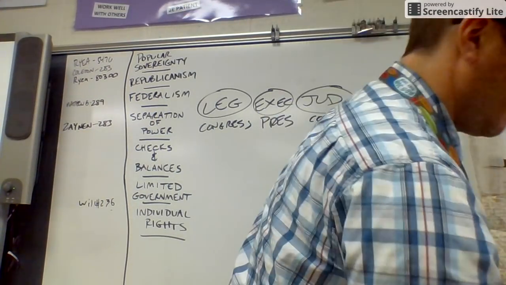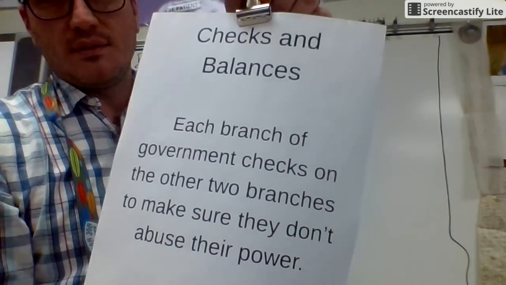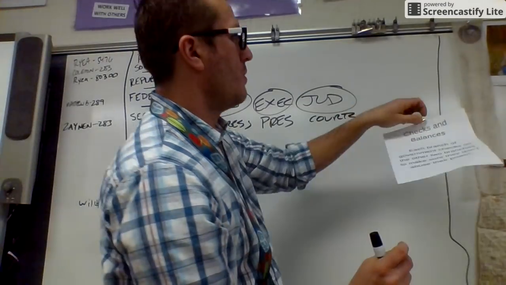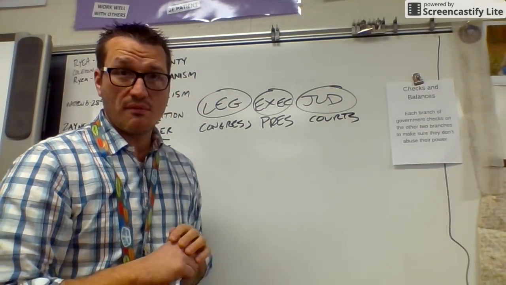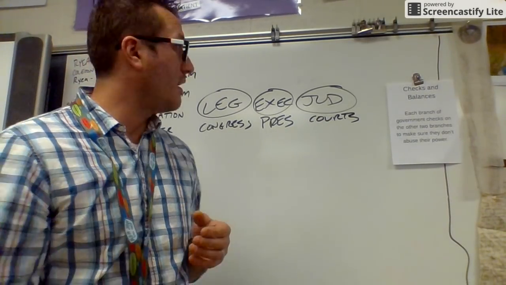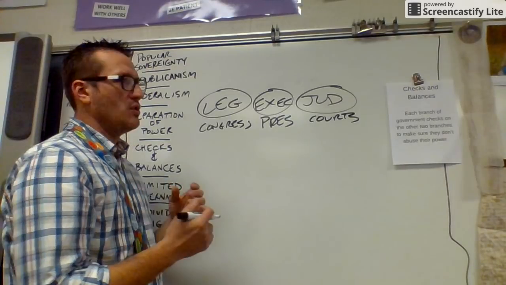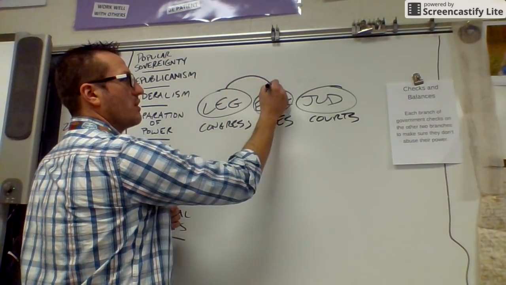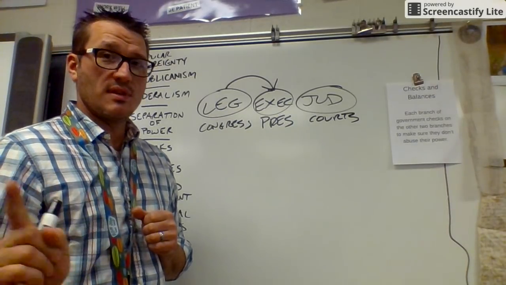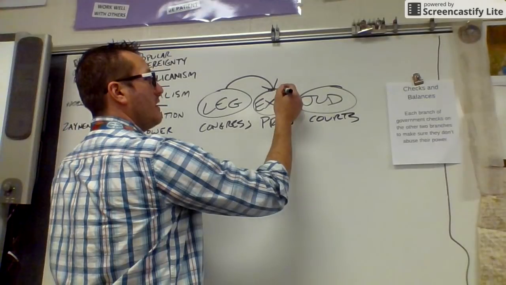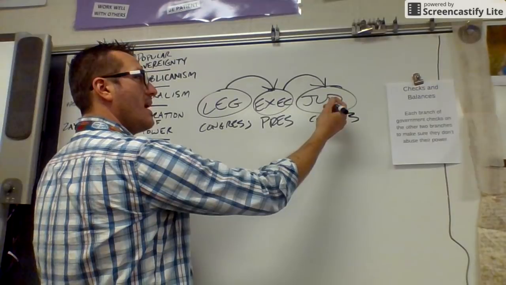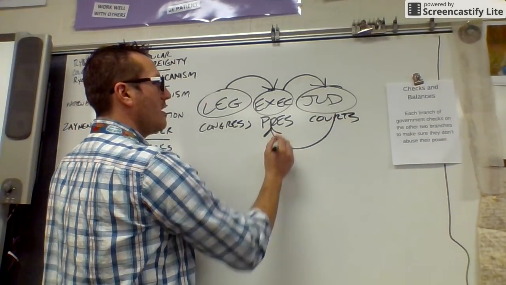So the last one is checks and balances. Each branch of government checks on the other 2 branches to make sure they don't abuse that power. Well, it's nice that we have 3 branches of government, legislative, executive, and judicial. And why is that nice? Because we've created in our Constitution ways for the legislative branch to make sure that the executive branch doesn't abuse their power. We've made ways for the executive branch to have some power over the judicial branch. We've made ways for the judicial branch to have some power over the executive branch.